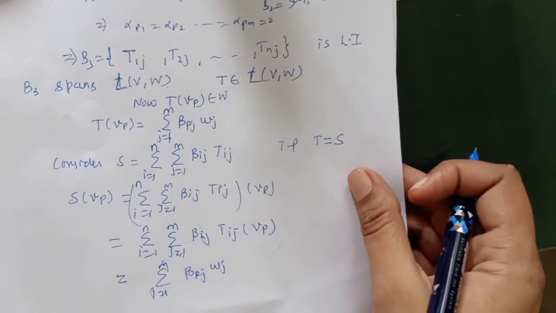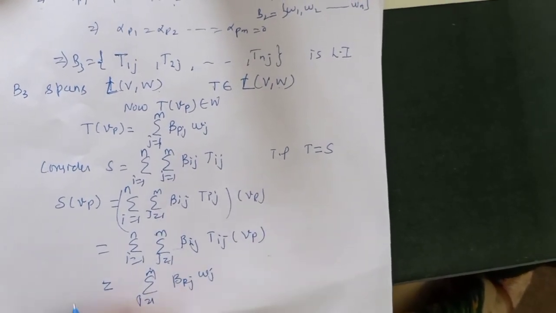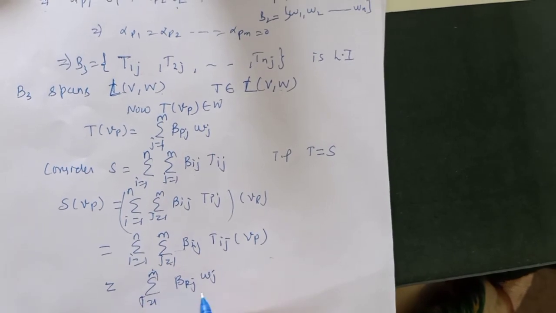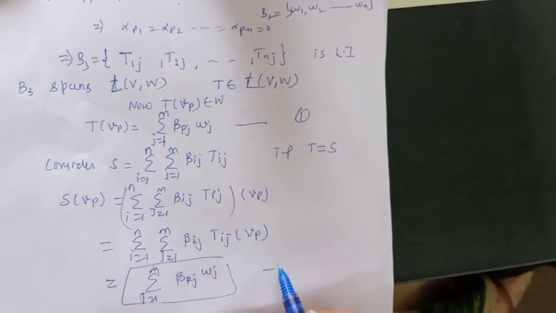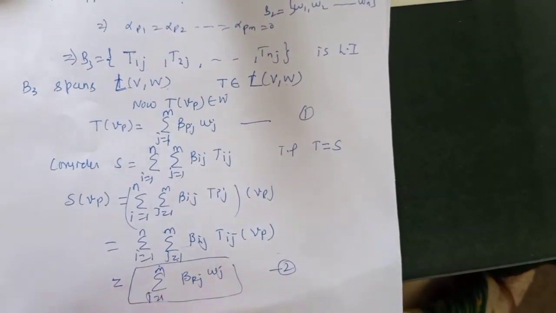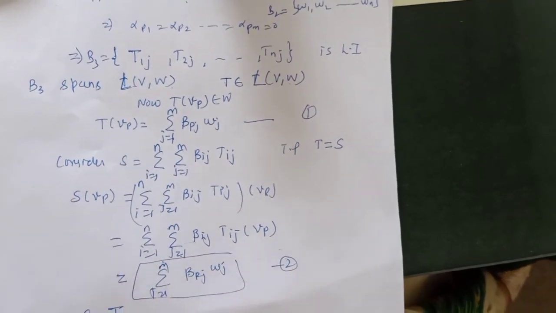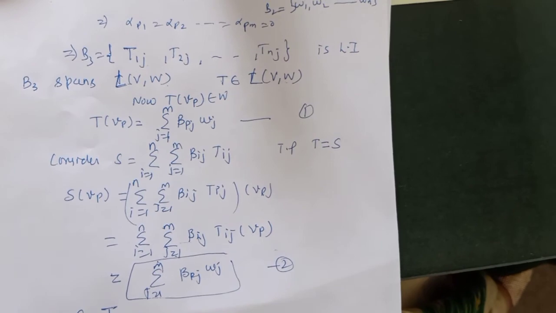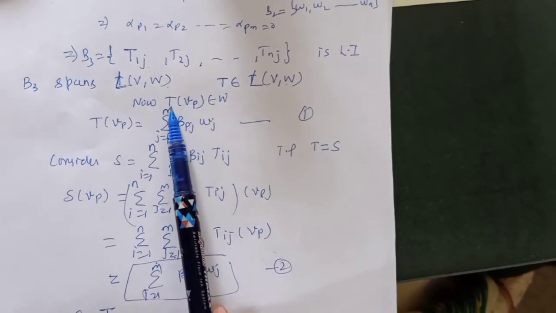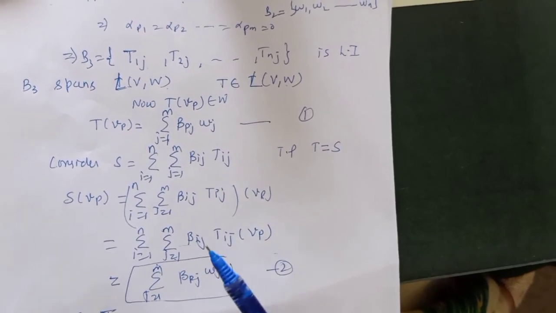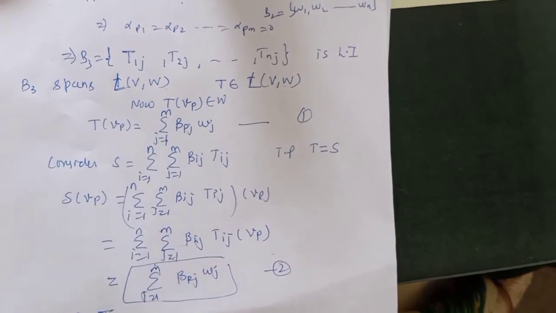Alright, now let me expand this and see what would happen. Sorry, no need to expand. If you observe this and this, aren't they the same? So what could we conclude? We could conclude that S is actually equal to T. So what have we done? We took a general element from this vector space and wrote it as a linear combination of the elements of this set B3. So we have proved both the things.